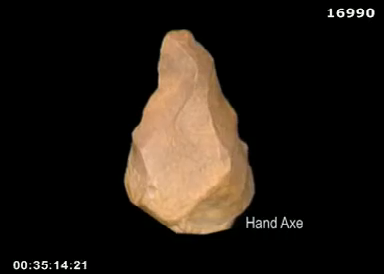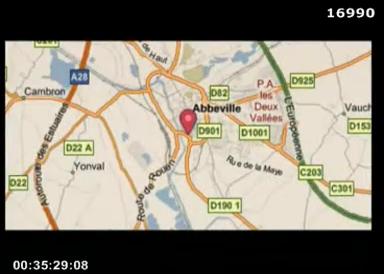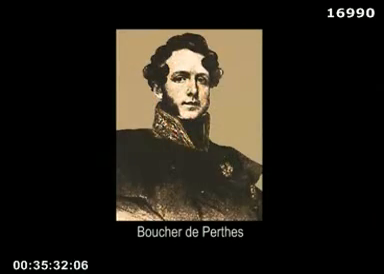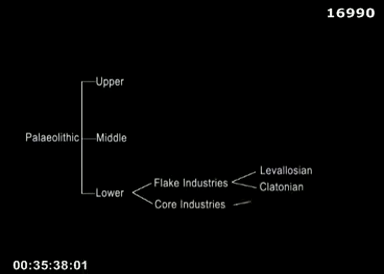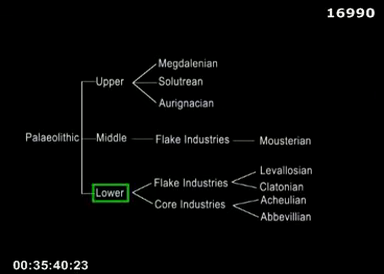Now, let us look at the different types of stone tools. First is the hand axe. The hand axe is considered as an all-purpose tool. It is a bifacial tool, and it is one of the earliest tools, found in Abbeville in France by Boucher de Perthes in 1836. It is a diagnostic tool of the Lower Paleolithic industries such as Abbevillean and Acheulean, and one of the varieties of Mousterian.